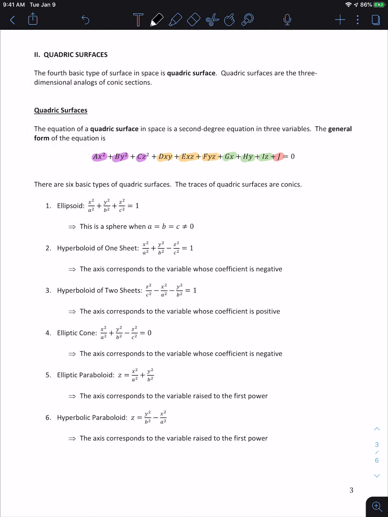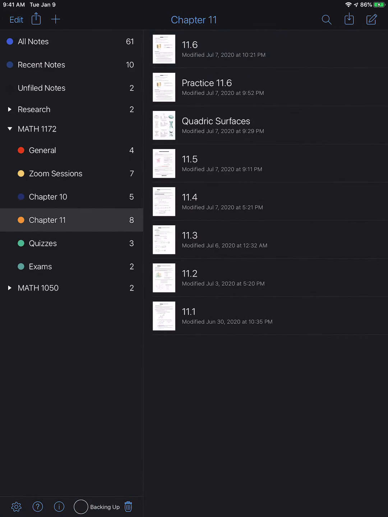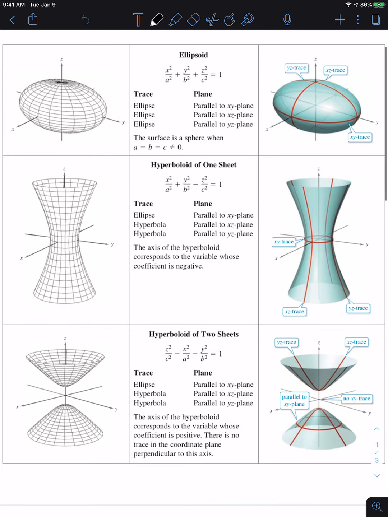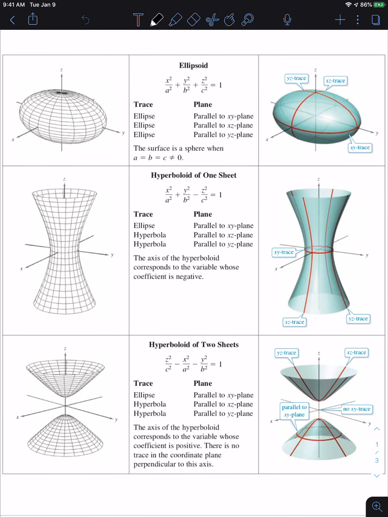Okay, so there are 6 basic types of quadric surfaces. And again, the traces of a quadric surface are conics. That's what we mean by these being the three-dimensional analogs of conics. I wrote down a bunch of the equations for those 6 different types for you to have as reference. I also posted this PDF of the quadric surfaces, just the page out of your book, on Blackboard, under the tab which has all of those helpful documents for you. We'll go through it right now.